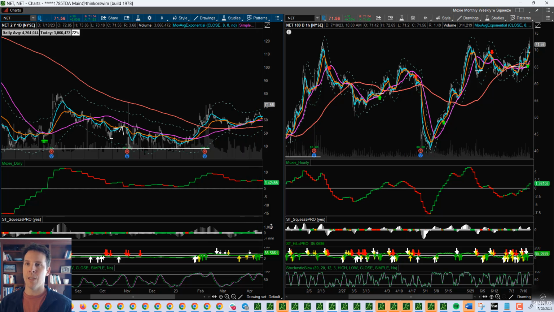Now, there are some details that you can use with the stochastic. You can just use it as, hey, it's down in the oversold range. That makes sense. You could look at double bottoms. You could look at positive divergences. There are a few other things that once you start looking at the slow stochastic, you'll pick up from it. So yeah, that's what I'm looking at.